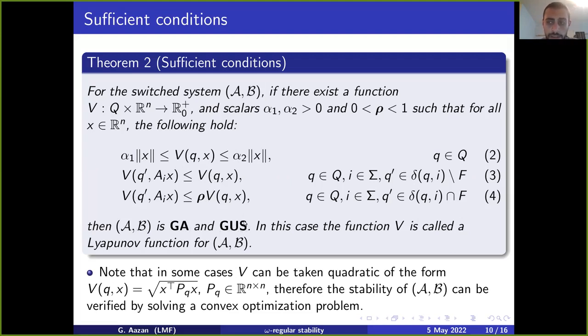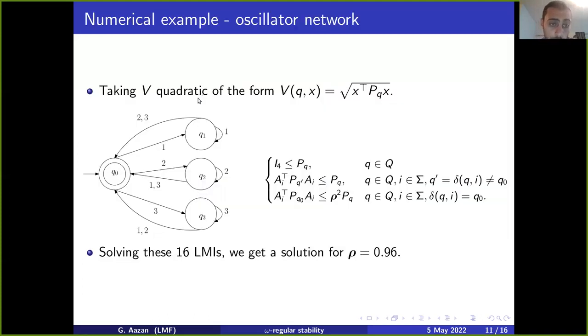The good thing here is that this function V can sometimes be taken to be quadratic of the following form. Therefore, these equations can be transformed into linear matrix inequalities, which can be solved by solving a convex optimization problem. We'll see this in our example. If we take V to be quadratic of the following form and apply it directly on the conditions of the theorem on the Buchi automaton of theta, we get a system consisting of 16 linear matrix inequalities. Hopefully we get a solution when rho equals 0.96. So we get a function V, each one corresponding to a state here.